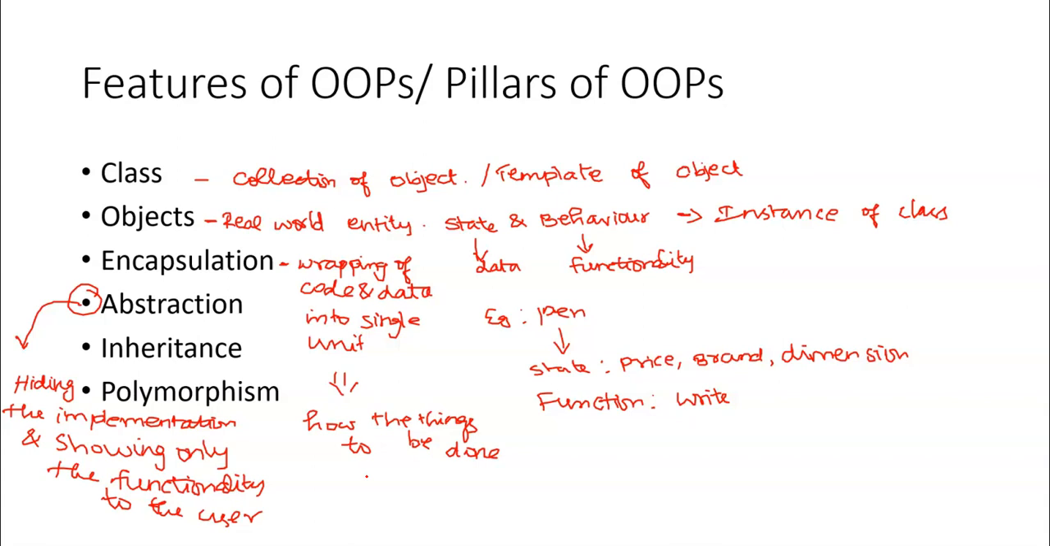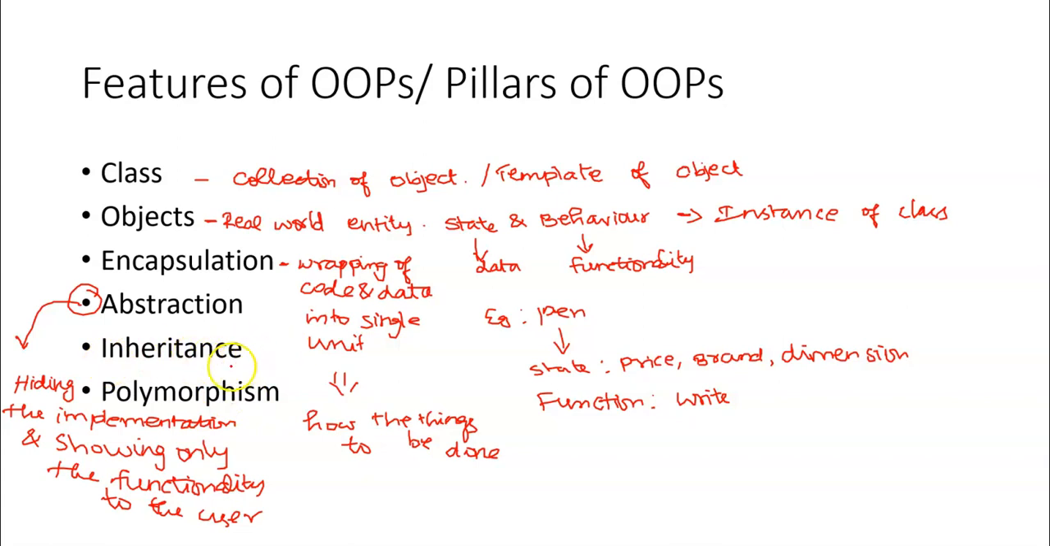But we don't know what logic is behind the remote control to change the channel or the volume. The user only needs the functionality, not the logic or implementation behind it. So that concept is known as abstraction.